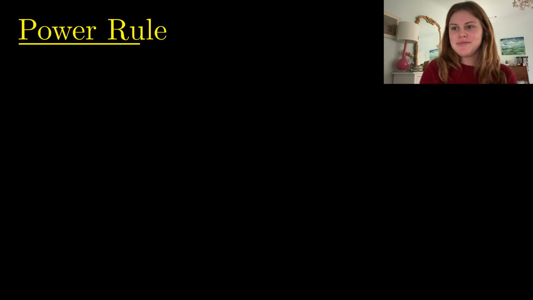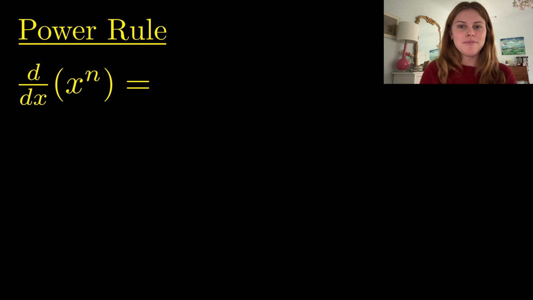Let's review it first. The power rule, as its name implies, is used for taking the derivative of x to a power. So if x is our base and n is our power, to take the derivative of x to the n, we first drop our power of n to the front, and then we subtract 1 from our old power of n to get our new power of n minus 1. So all in all, the derivative of x to the n is n times x to the n minus 1.